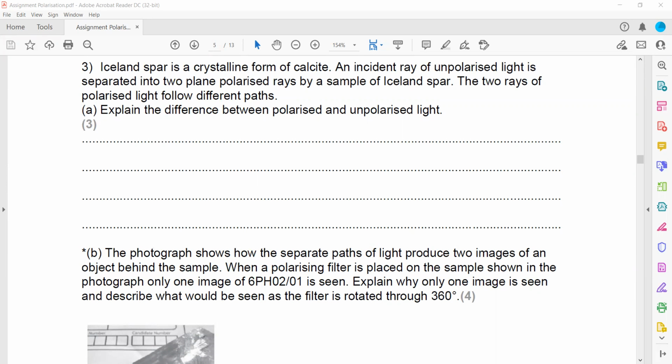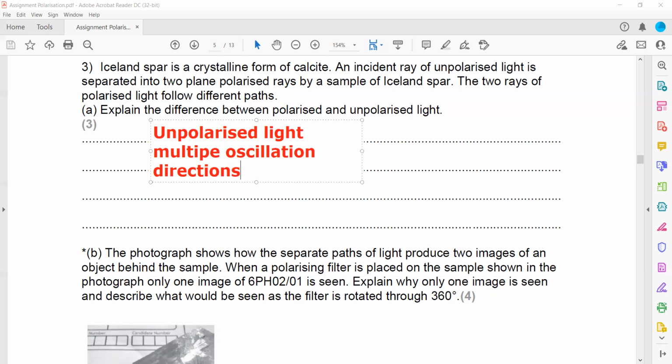This is also a common question, the difference between polarized and unpolarized. You will mention unpolarized light has many directions of vibration. Polarized light will have only a single direction of oscillation or vibration, and the oscillations are perpendicular to the direction of propagation. So, as it is a 3-mark question, you will mention unpolarized light has multiple oscillation directions, and polarized light has a single oscillation or vibration.